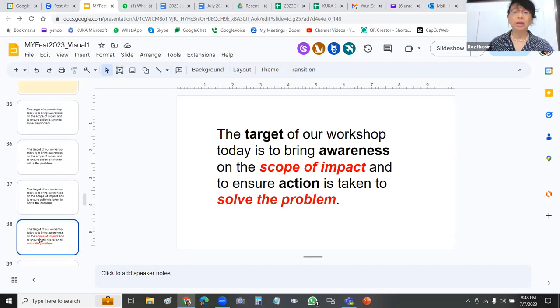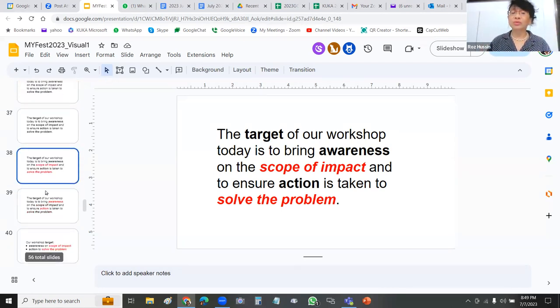So let's change the color. I'm using red now instead of just bolding. I chose to make scope of impact in red and solve the problem in red, and the other parts that are bolded are just bolded in normal black. So now things start popping up. When you look at this paragraph, you can see our target is to solve the problem, but how do we do that? We really have to pay attention to the scope of impact. So there's a voice to this visual now.